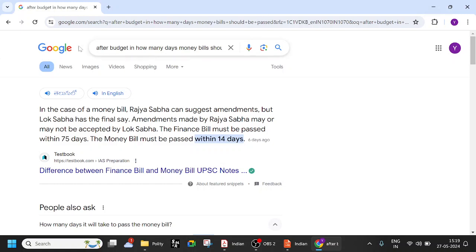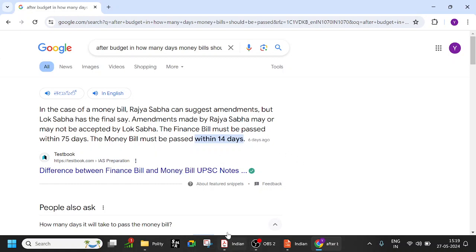So if you observe this, in the case of a money bill, Rajya Sabha can suggest amendments, but Lok Sabha has the final say. Okay, if the speaker says that a particular bill is a money bill, then only the Lok Sabha has the final say. Amendments made by the Rajya Sabha may or may not be accepted by Lok Sabha. The finance bill must be passed within 75 days, and the money bill must be passed within 14 days.